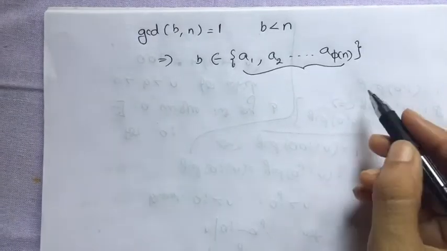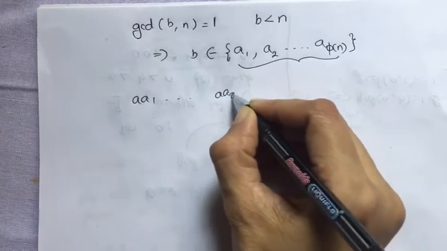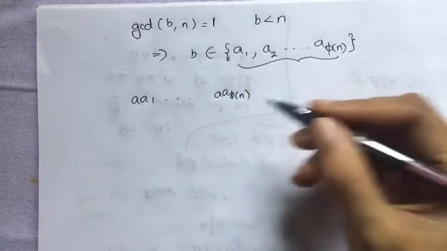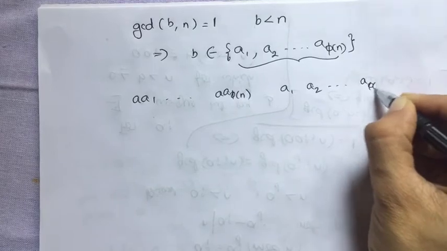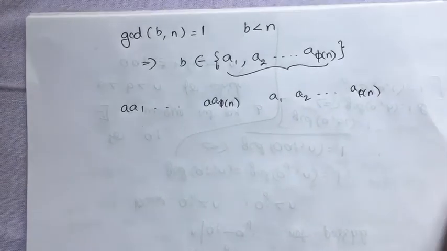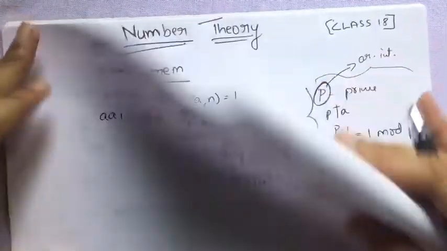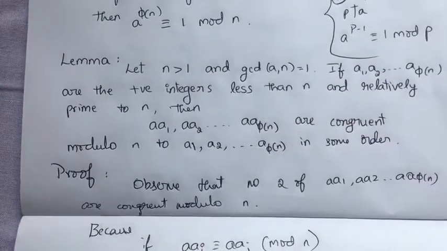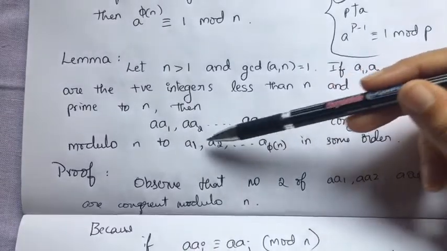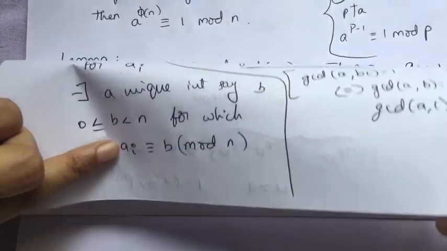Therefore, that proves that the numbers a·a1, a·a2, up to a·a phi of n are identical to a1, a2, up to a phi of n mod n in some order. Hence the proof, that is what we have to prove. I just took one such ai, so this is true for all ai.